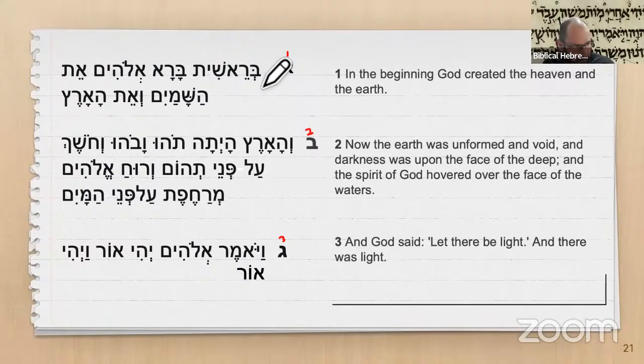Berashit. Recognize how I am saying the vowels. Berashit. Bara. Elohim. Et. Hashamayim. Ve'et. Haaretz. Ve'haaretz. So I want you also, when you read, don't read quick. Berashit bara Elohim et hashamayim ve'et haaretz.